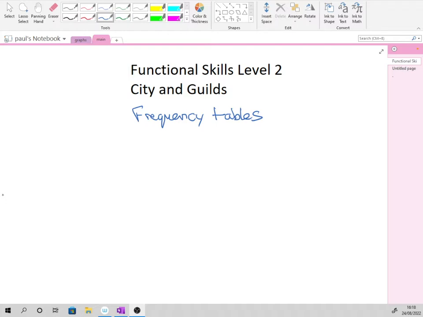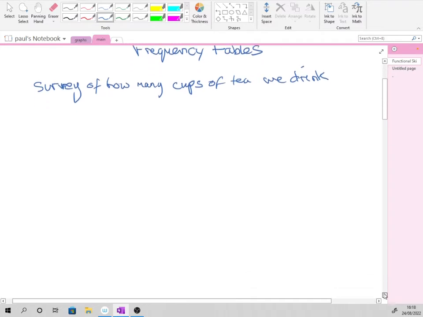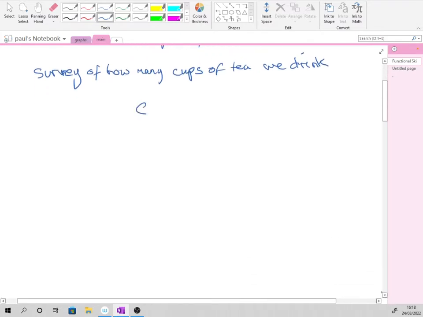So, say we're going to do a survey of how many cups of tea we drink, and we're going to put the results in a frequency table. So we're going to have here a column that says the number of cups per, I don't know, a week, a month, a day, it doesn't matter, the number of cups we drink.